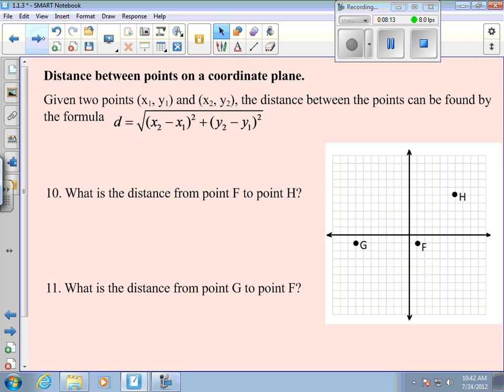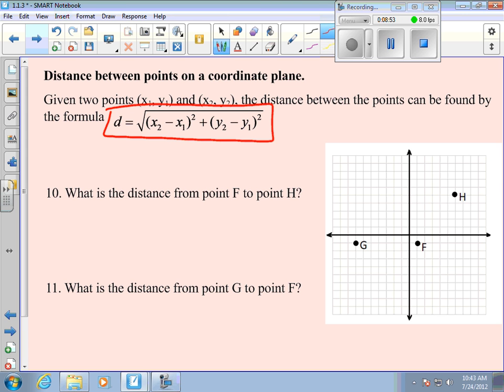All right, last part for today, we're going to talk about distance between points on a coordinate plane. This should look familiar. We did cover this in algebra. So take a moment. It says given 2 points, x1, y1 and x2, y2, the distance between the points can be found by the formula d equals the square root of (x2 minus x1) squared plus (y2 minus y1) squared. Okay, that should look familiar. We did talk about last year that it doesn't matter which of our points are x1, y1 and x2, y2, as long as you stick with the 1's together and the 2's together.